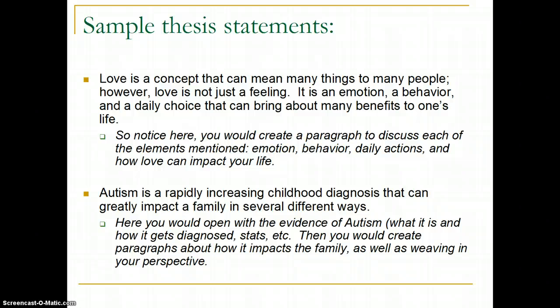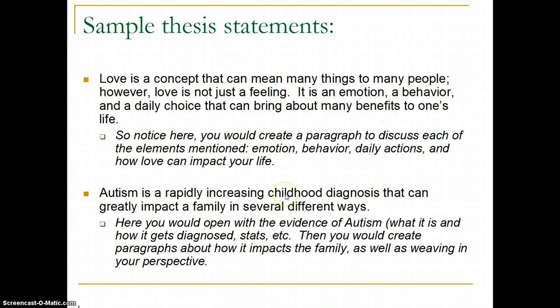Another example of a concept would be autism related to society. Autism is a rapidly increasing childhood diagnosis that can greatly impact a family in several different ways. And notice I left that, several different ways, as a really general opportunity for me to then have many paragraphs of what would be those different ways.